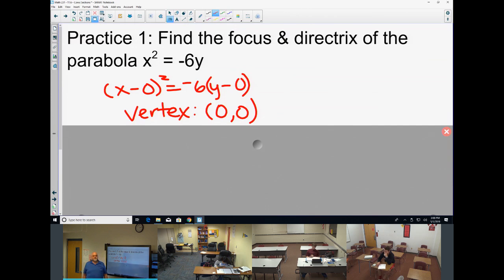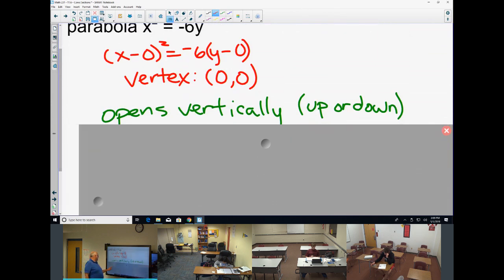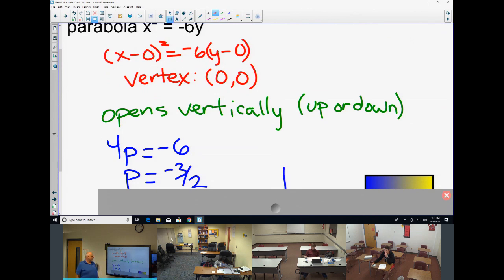All right, so Jada, does this parabola open horizontally or vertically? Vertically. It opens vertically because the x is squared. Okay, so it opens up or down. All right, Toby, what's the p? I got negative 3 halves. You got it right. So you say 4p is negative 6, so p is negative 3 halves.